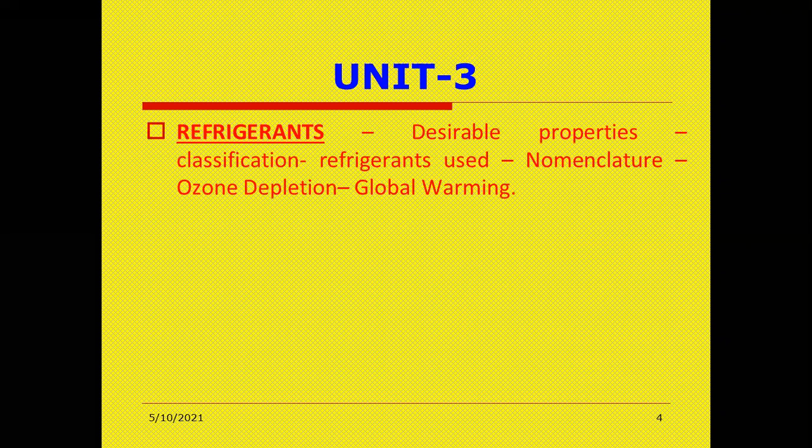In Unit 3, we are having other topics such as what are the refrigerants. We are having various types of refrigerants. What are their properties? What is their classification? What type of refrigerants, where they are used, and their applications, the nomenclature, and how these refrigerants will affect global warming. The ozone layer, how it is depleting, either in a good way or in a bad way.